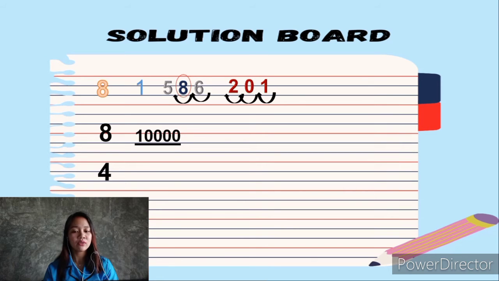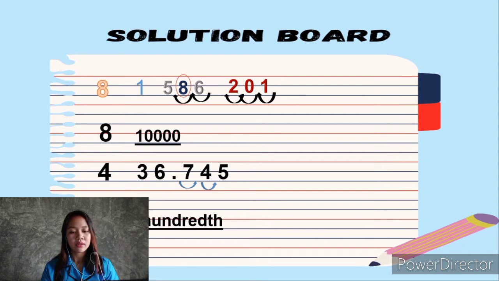So, next, kailangan din ulit natin kunin yung place value ng 4 in the number 36.745. So, mag-start tayo from left to right. So, instead na ones, magiging tens. So, 7 is tens, 4 is 100. So, ang place value ng 4 is 100. Which is, yun nga, place value ng 4 ay 100.